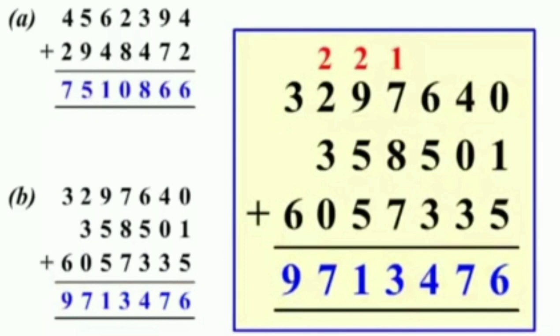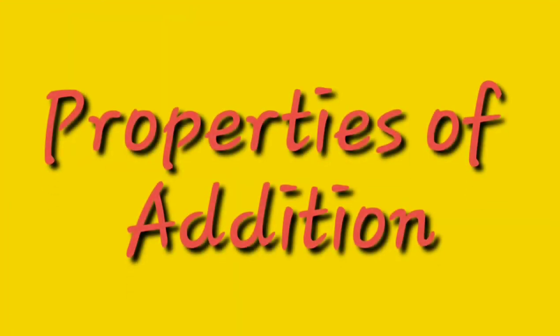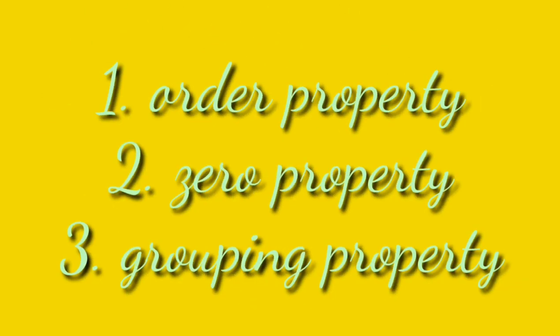Now let's move on to our next topic. The name of our next topic is properties of addition. Addition also follows some properties. Usually we follow the three properties in this class. The first property is the order property, the second property is the zero property and the third property is the grouping property. Let's talk about them one by one.